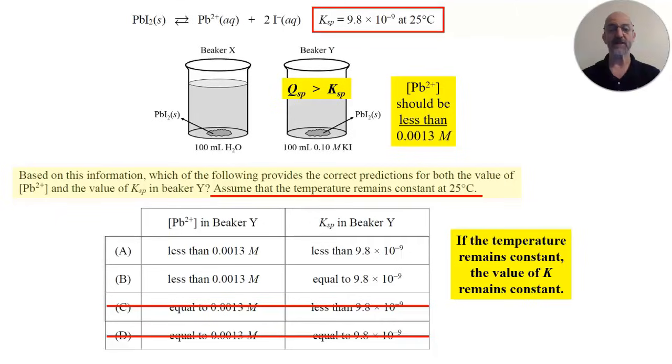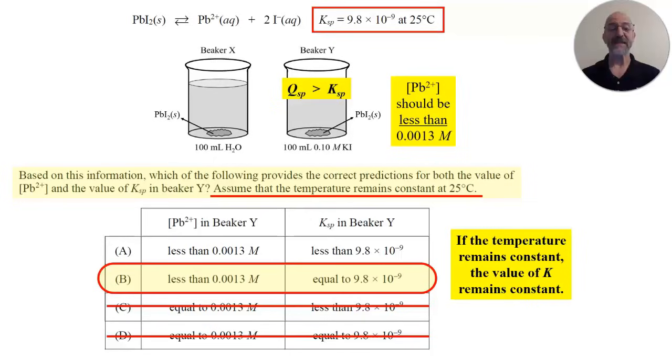So the correct answer to question 7 is choice B. Based on the common ion effect and the extra iodide ions present in beaker Y, we would predict that the lead iodide would be less soluble in a solution that contains a common ion. So that's why the concentration of lead would be less than 0.0013. But with no change in temperature, the value of KSP remains the same.